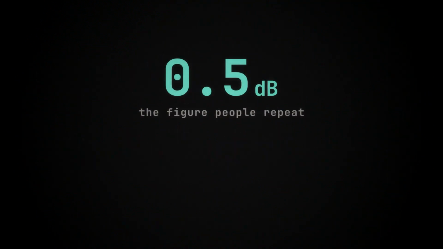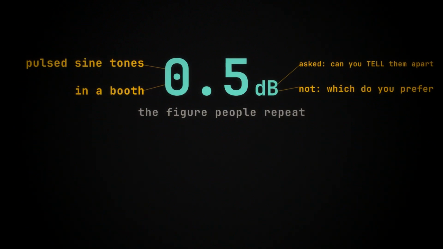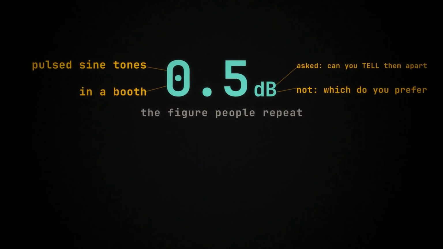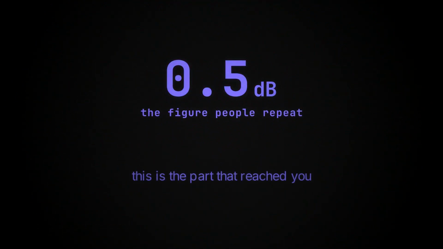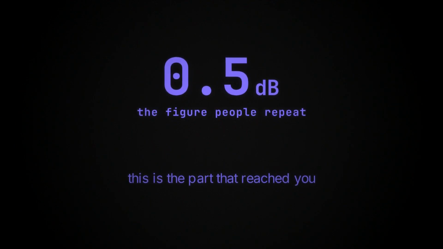So you probably heard that half a decibel is enough to swing your preference. I went looking for where that number comes from. It traces back to a discrimination study. Pulse sine tones in a booth, asking whether people could tell 2 levels apart. Telling 2 things apart and actually preferring one of them are different questions. The number answers the first one and gets quoted for the second.